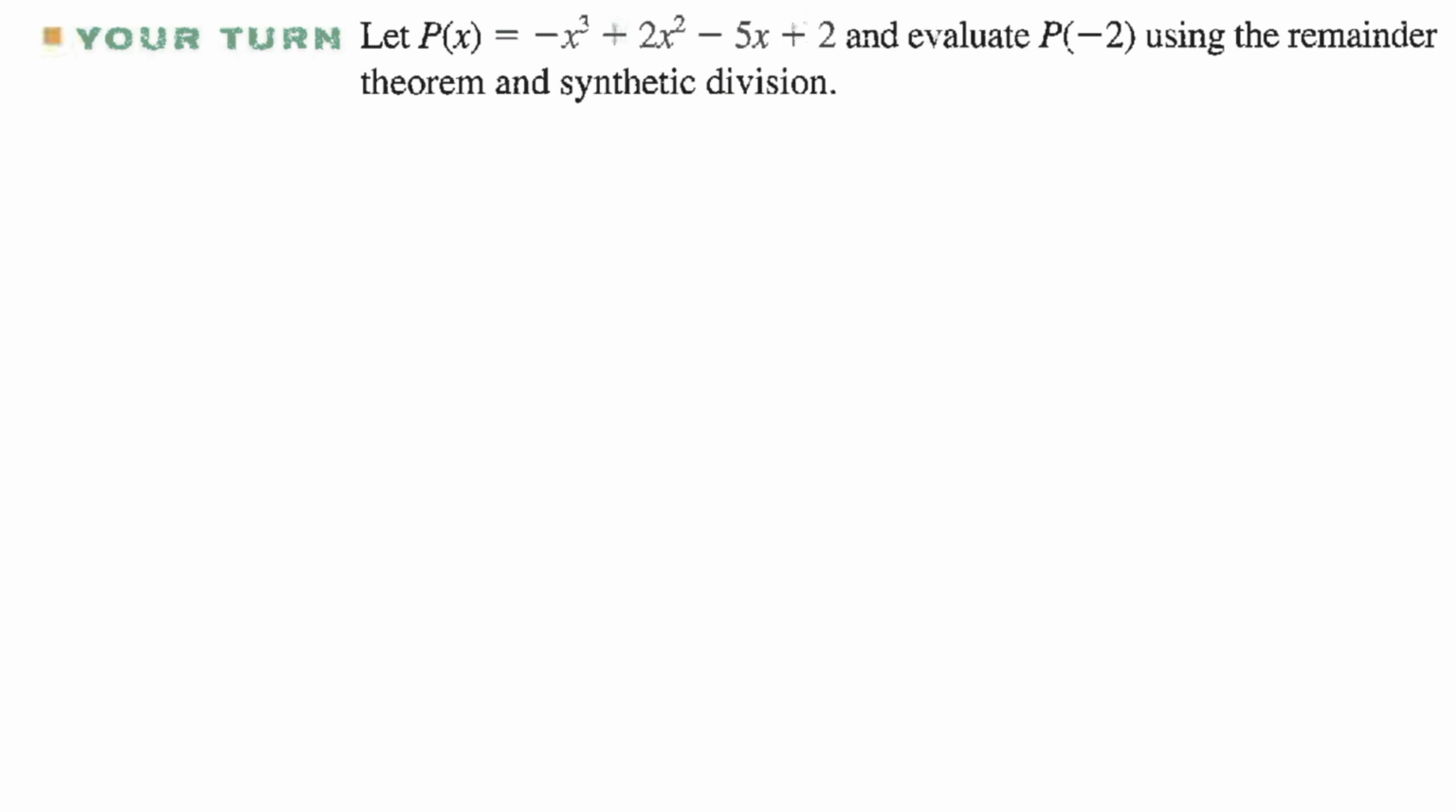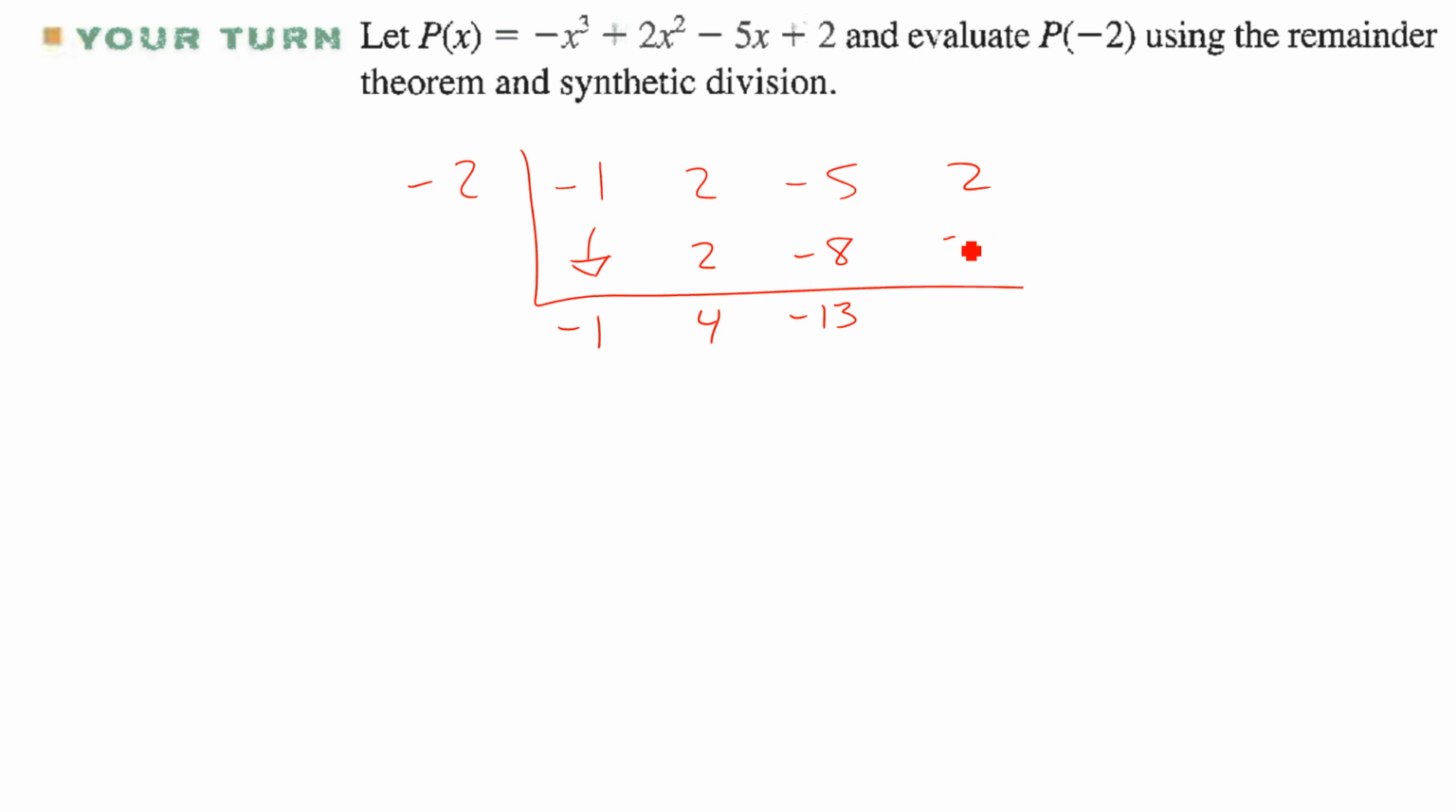All right, your turn. See if you can do this. Go straight to the synthetic division. You don't have to plug it in each and every time. All right, negative 2 on the outside. Coefficients are negative 1, 2, negative 5, and 2. Negative 1, 2, 4, negative 8, negative 13, 26, 28. P of negative 2 is 28.